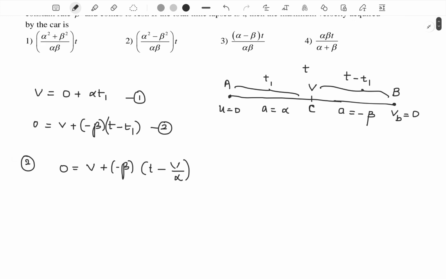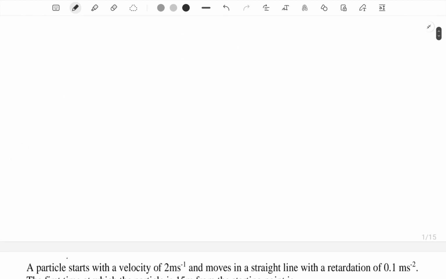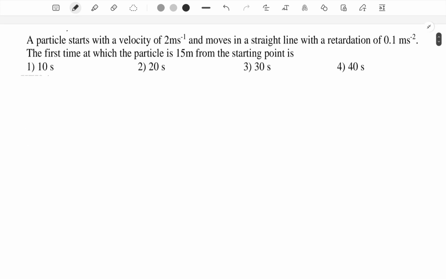Now let's proceed to the next question. Just simplify this equation, you would get the answer. Let's look at the second problem.